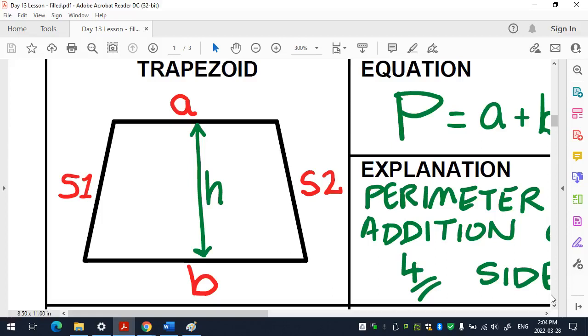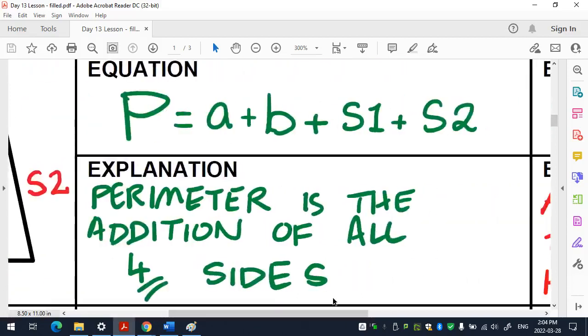So what's the equation for the perimeter? Addition in any way you want. S1 plus S2 plus A plus B. Let me see how I did it. I did A plus B plus S1 plus S2. Done. That's it. So exactly the same explanation, but as a rectangle. Perimeter is the addition of all four sides. Remember, the biggest perimeter mistake is people either undercount a side or overcount a side, which means you either get a smaller addition than what you need or a bigger addition than what you need.